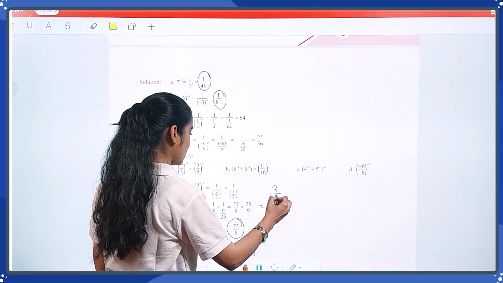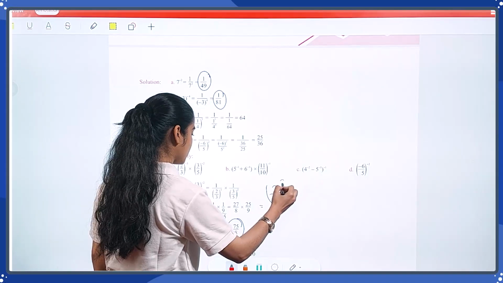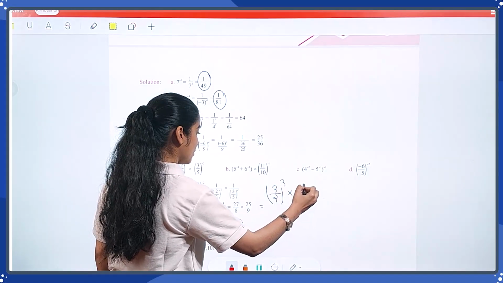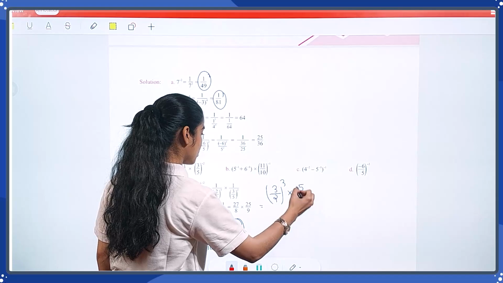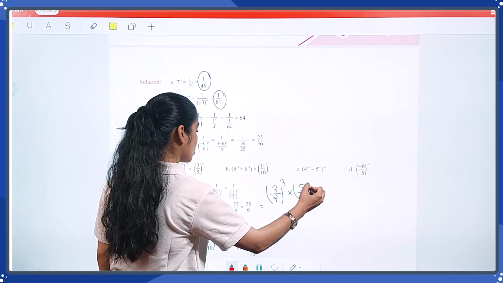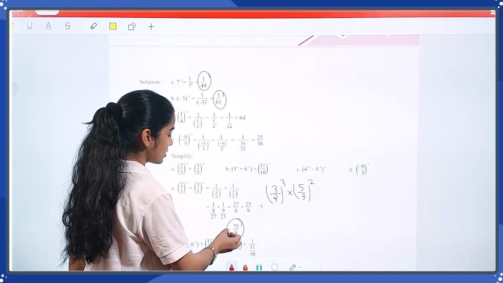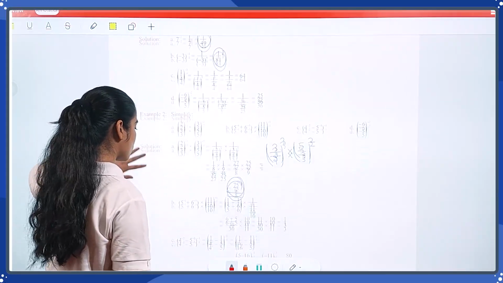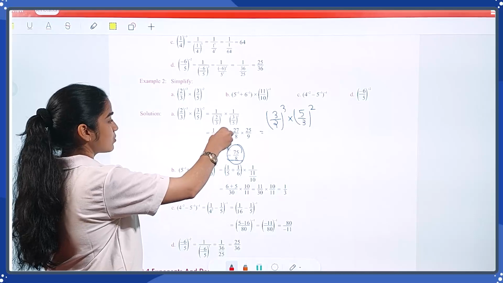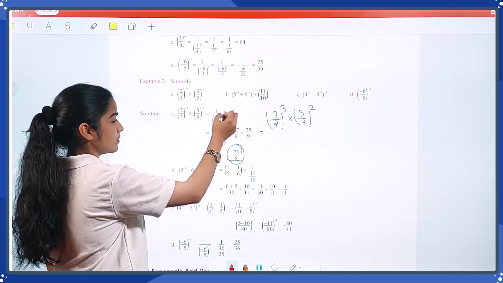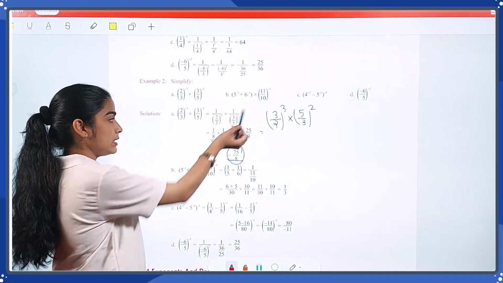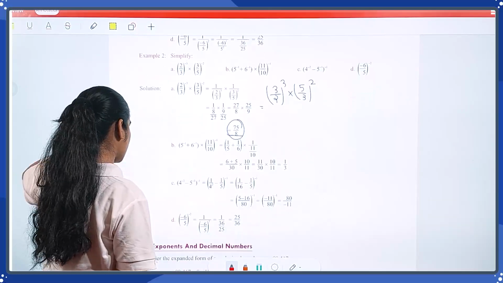3 by 2 to the power 3 multiplied by 5 by 3 to the power 2. Now you can simply solve it, the result will remain the same. Okay, it's totally up to you. If you want to solve this question like this, you can do this, and you will get the correct answer, and this process will also get you to the correct answer.